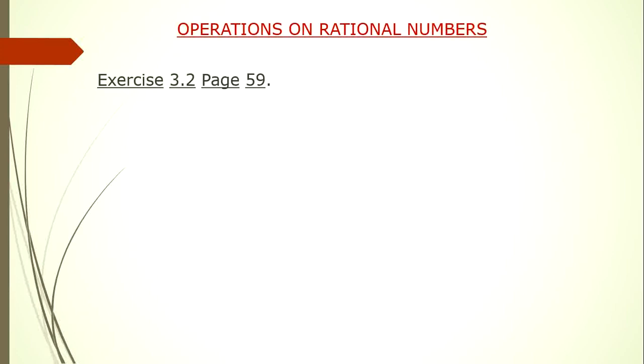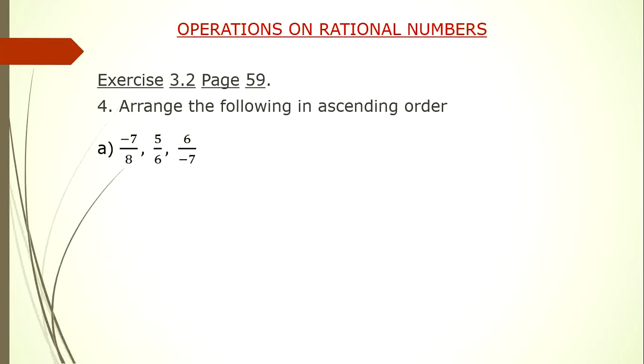Now let us go back to the exercise sums. Exercise 3.2, page 59. We shall do the fourth sum. Arrange the following in ascending order. Do you remember what is an ascending order? Yes, arranging the numbers from the smaller to the larger numbers. The question is this. Minus 7 by 8, 5 by 6, 6 by minus 7. We need to arrange this in ascending order.